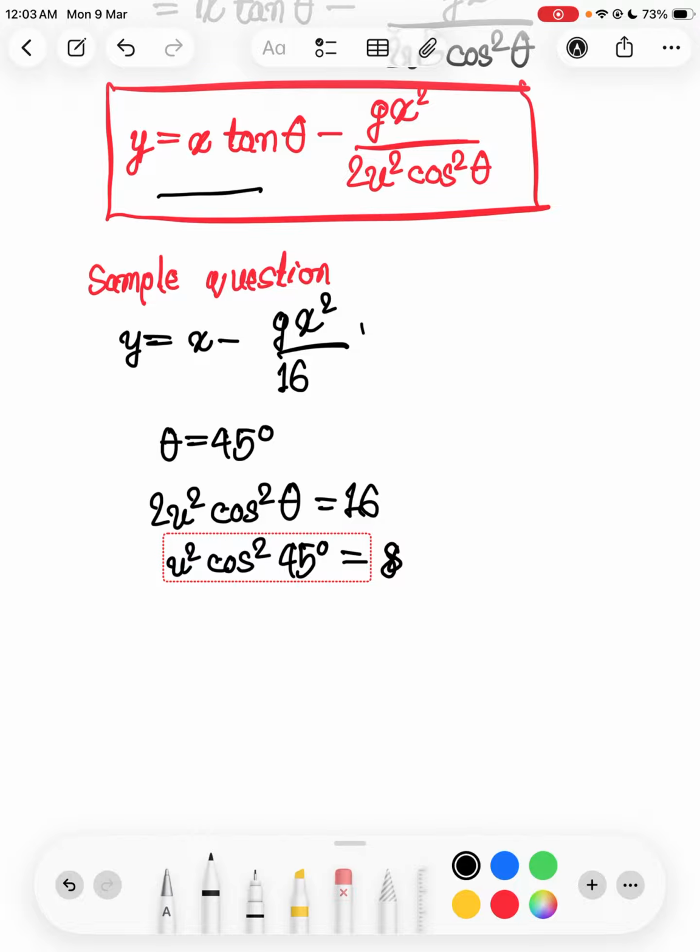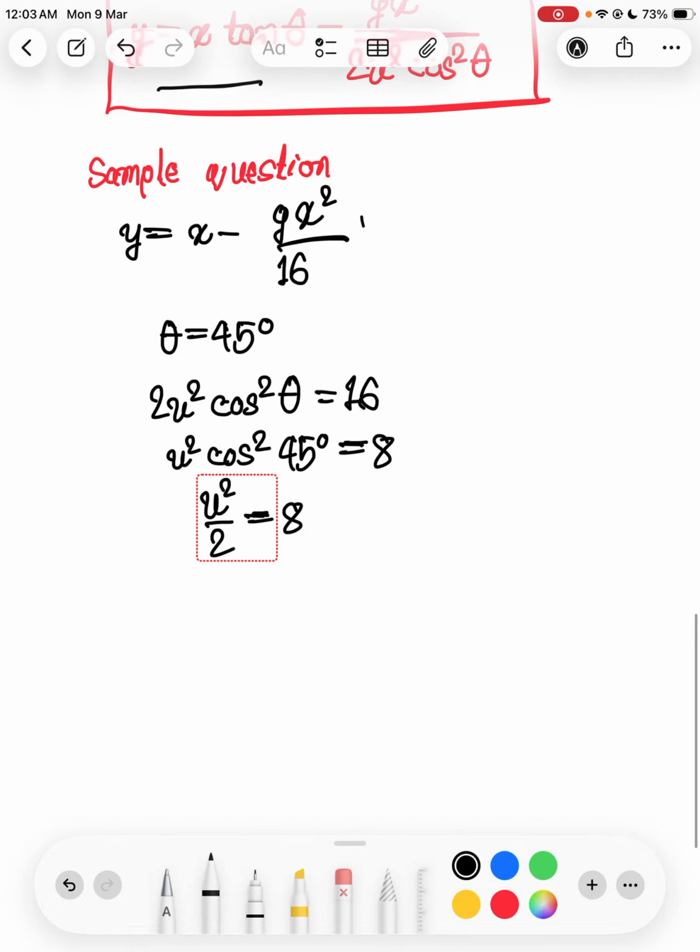So that is equal to 8, and this cos square 45 degree is half, because cos 45 degree is 1 by root 2, so this is u square by 2, and this is equal to 8. So you get that u squared is equal to 16, and therefore u is 4, taking only the positive value, because the magnitude of velocity is positive. So this is 4 meter per second.